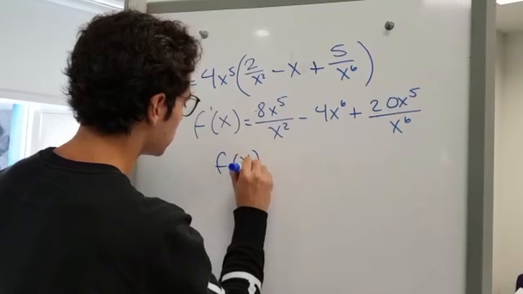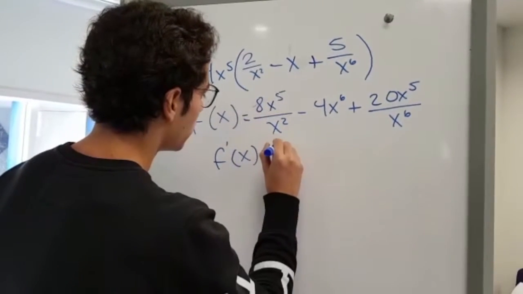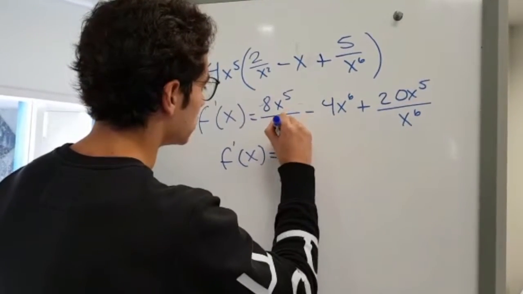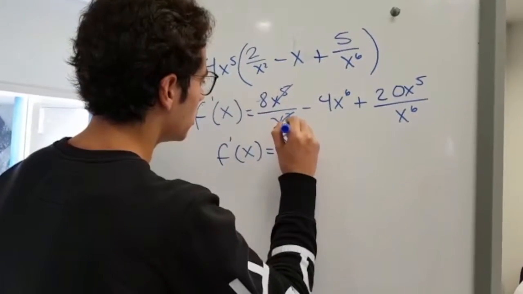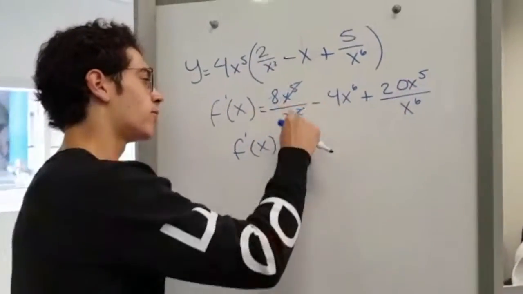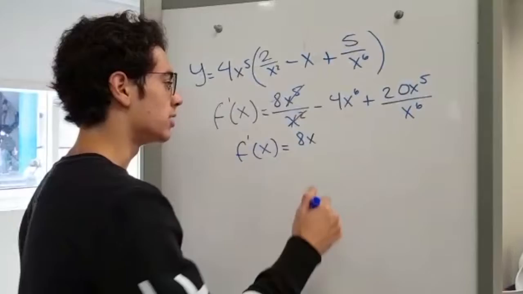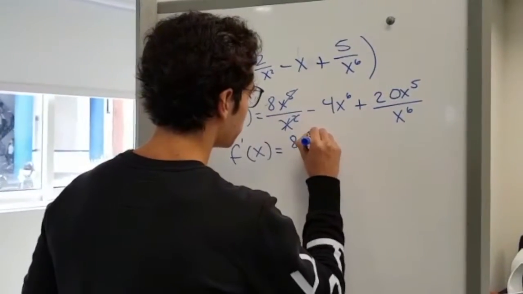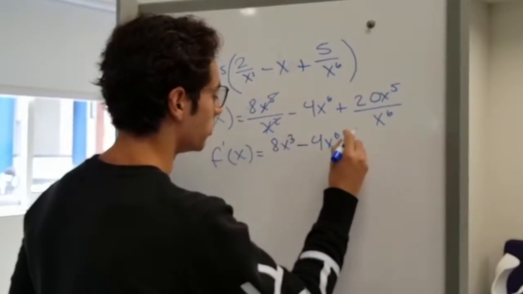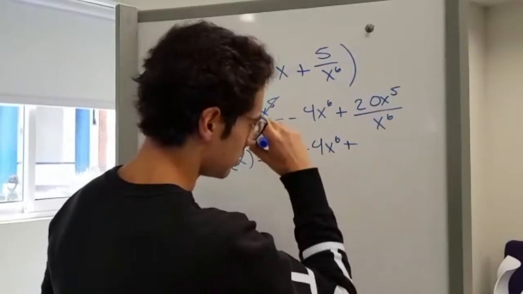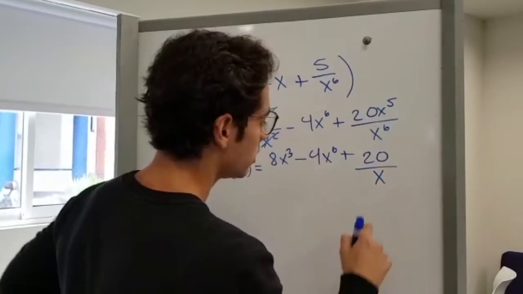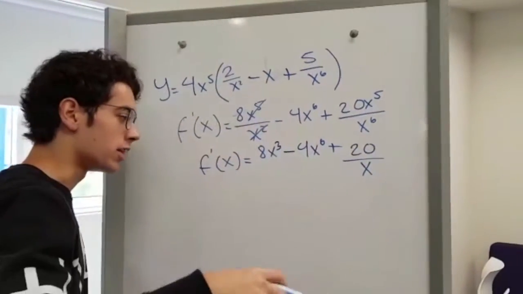So f prime of x equals 8x to the, you cancel this and this, and basically you subtract the exponents, like you subtract 2 minus 5, and it's going to give you 3, minus 4x to the 6, you don't have any denominator, plus 20, and then you still have 1 x underneath.